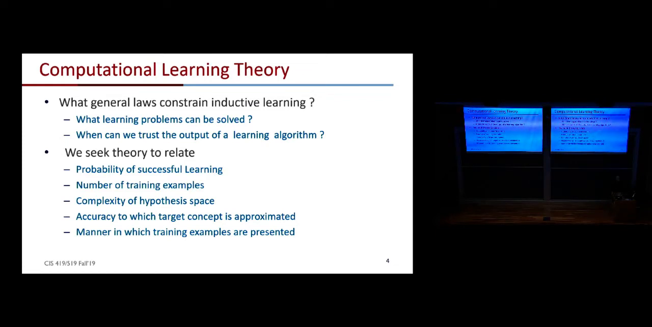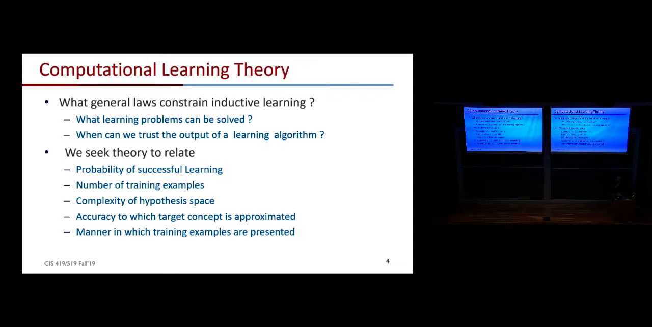Okay, so really what we care about is, are there general laws that constrain inductive learning? Are there problems that we actually cannot learn? Cases where we cannot learn? Is there a well-defined notion of learnability that says these functions cannot be learned, this function can be learned? And when can we trust the output of a learning algorithm? Is it just coincidental that we got, on this example, the right prediction? What's going to happen on the next one?